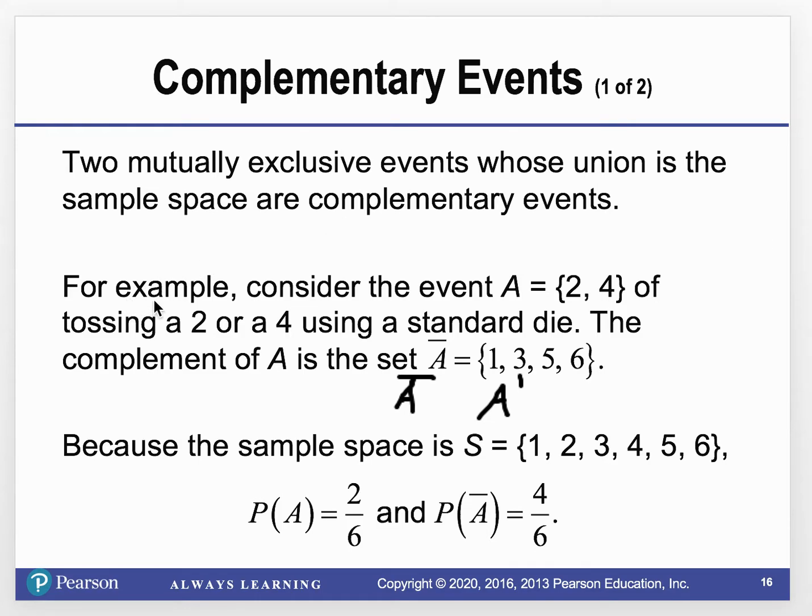Okay, so consider the event A being tossing a 2 or a 4 using a standard die. Then the complement is everything else: 1, 3, 5, 6. Notice what that means. The probability of your event happening is 2 out of 6, and the probability of the complement happening is 4 out of 6, because they have to add up to 6 out of 6. It has to add to give 1.